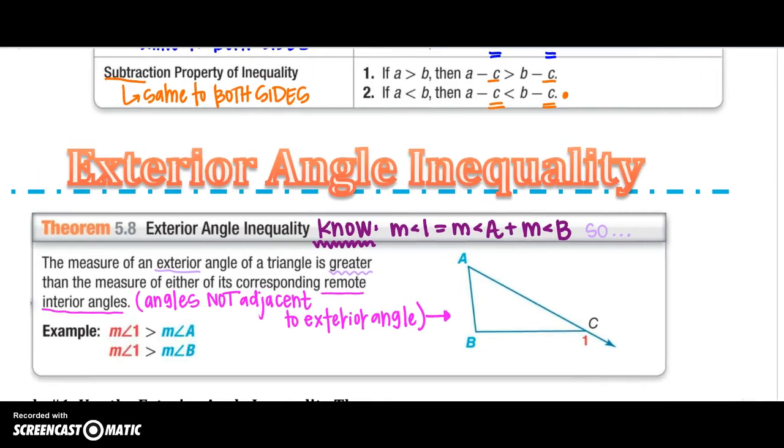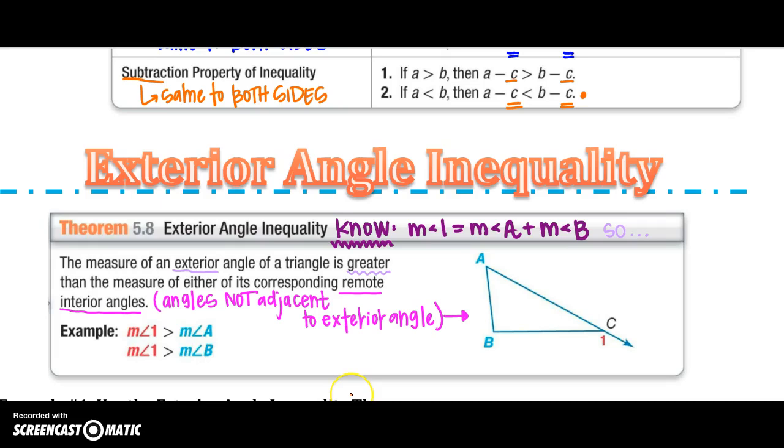We're going to talk about the exterior angle inequality. And remember, the exterior angle, the angle outside, we've used that before. And remember what we know from the exterior angles theorem beforehand. We know that the measure of angle 1, the exterior angle, equals the measure of angle A plus the measure of angle B. So what does that mean in inequalities?